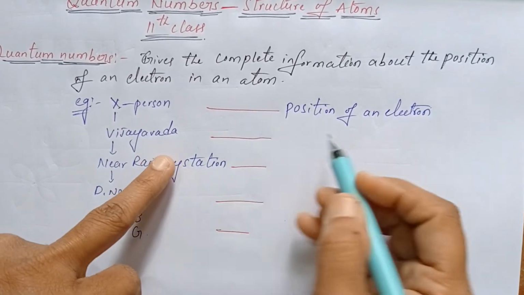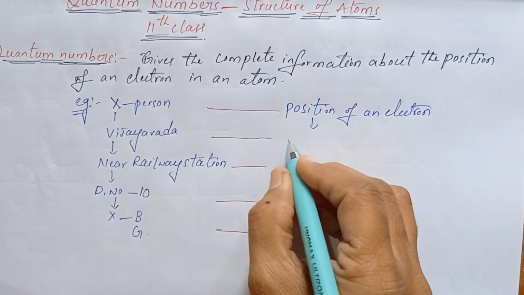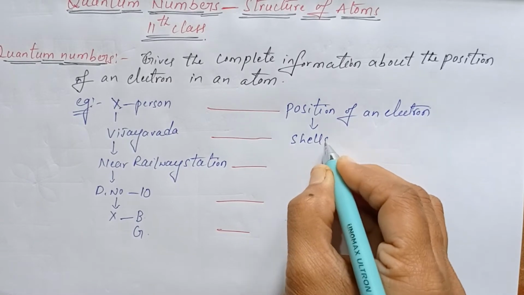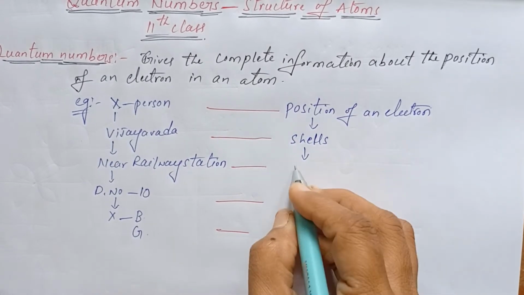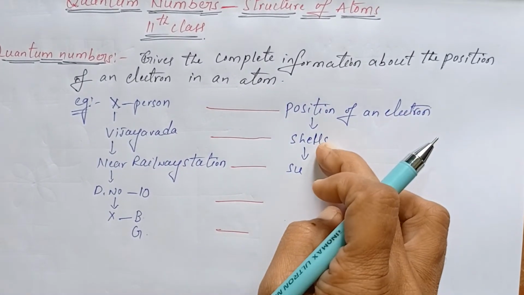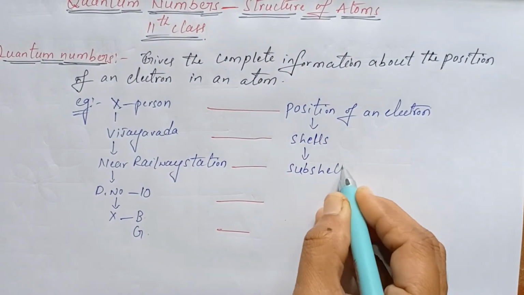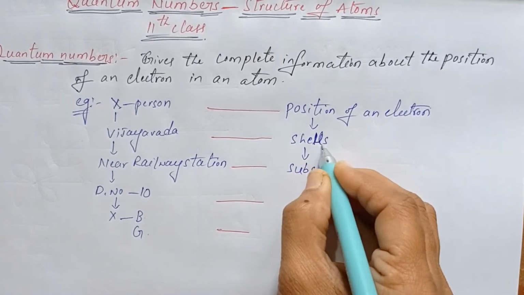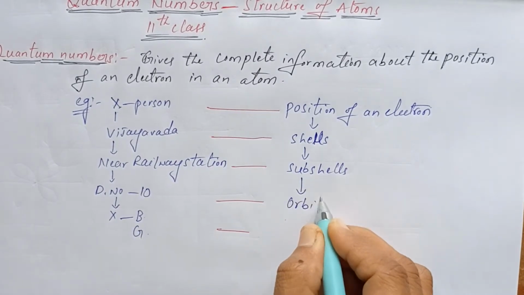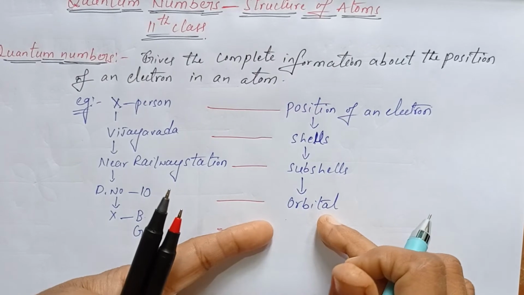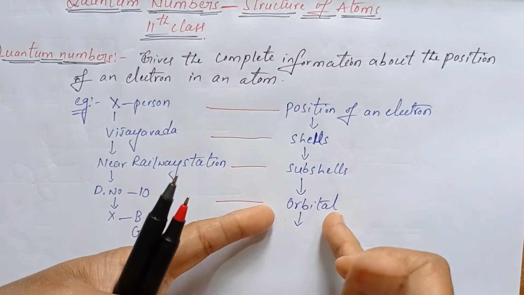Now this electron, where is it present, students? First of all, the electron position is in shells. So electrons are present in the shells, students. And next, near the railway station, that is nothing but the shells. That electron belongs to which shell? And in that shell, in which subshell is the electron present? This is subshells. Are you following? In those subshells, in which orbital is the electron present?